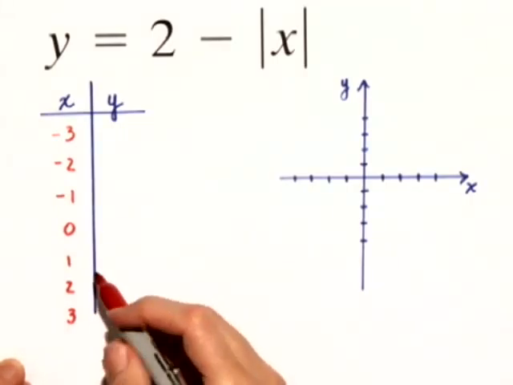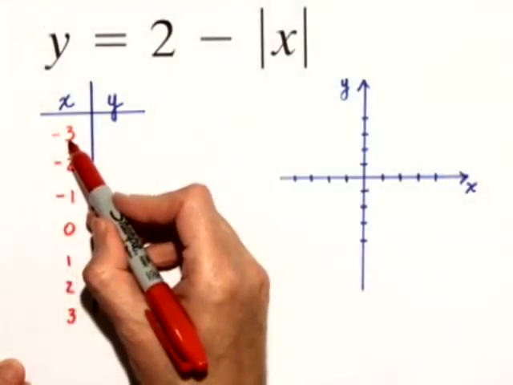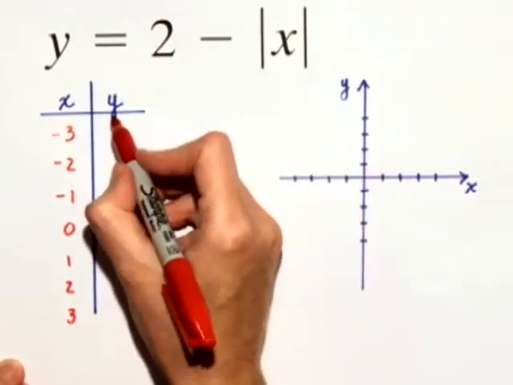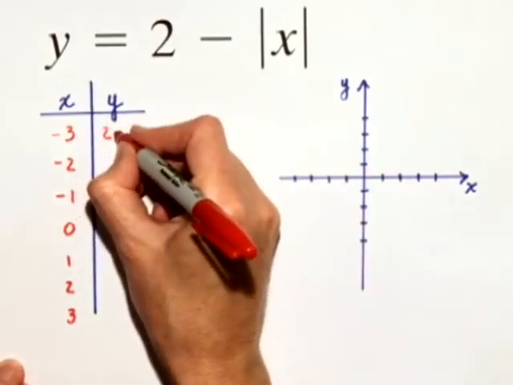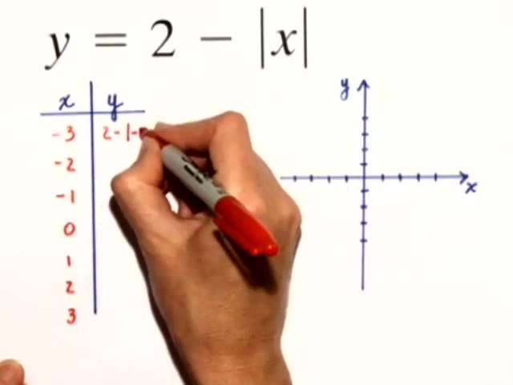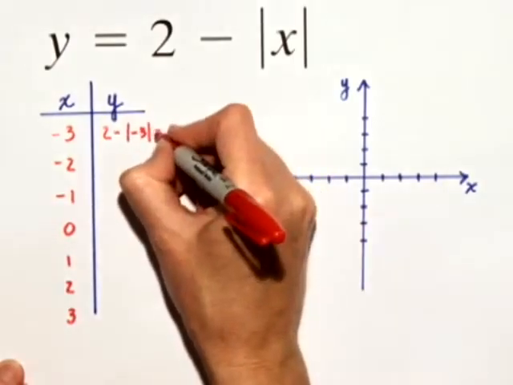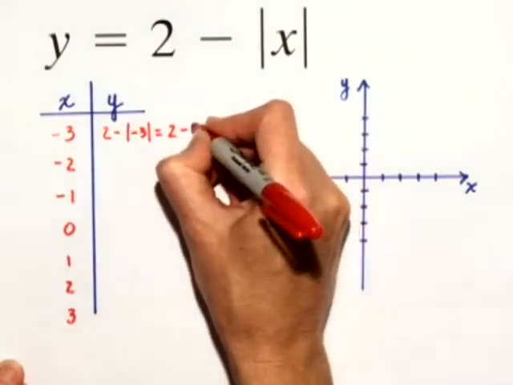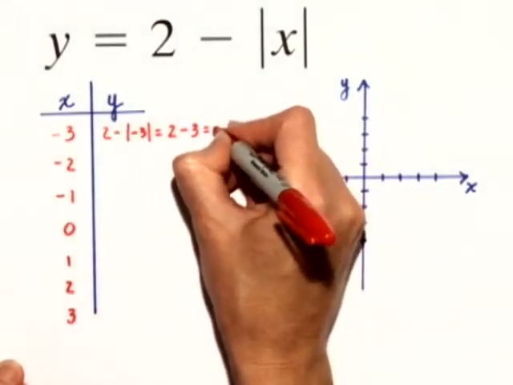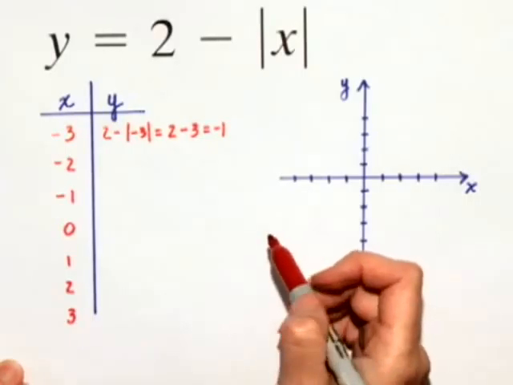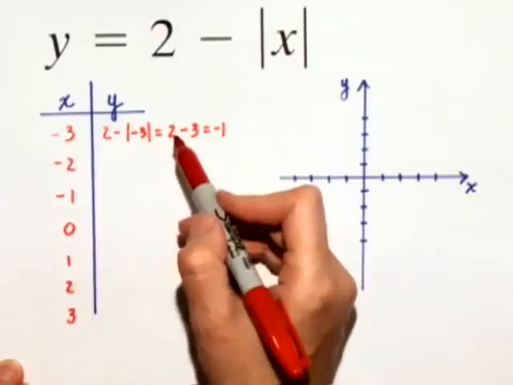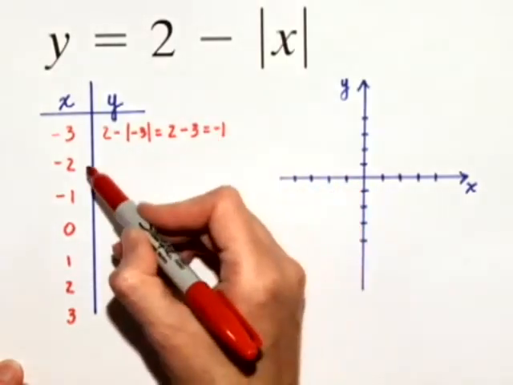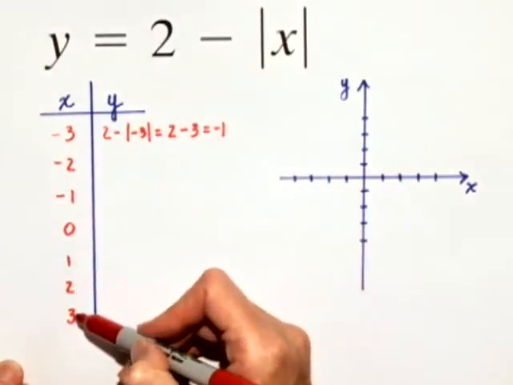So if x is -3, we're going to substitute -3 into our original equation for x, and the y value will equal 2 minus the absolute value of -3, and that's just 2 minus 3, since the absolute value of -3 is 3. 2 minus 3 is -1. Therefore, that tells us when x is -3, y is -1, that's a coordinate on the graph. We're going to do that with these other values for x.